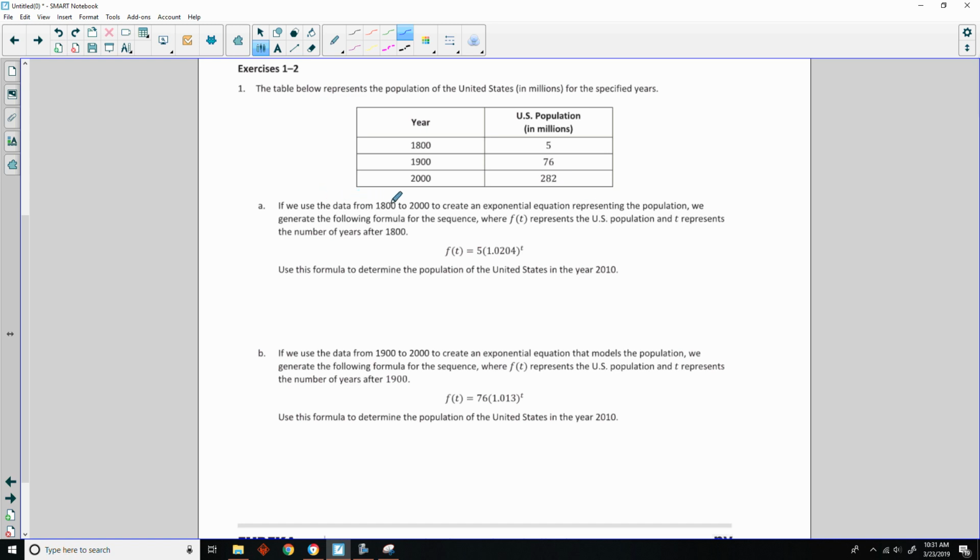A. If we use the data from 1800 to 2000 to create an exponential equation representing the population, we generate the following formula, where f of t represents the U.S. population and t represents number of years after 1800. So f of t equals 5 times 1.0204 to the power of t. Use this formula to determine the population of the United States in the year 2010.